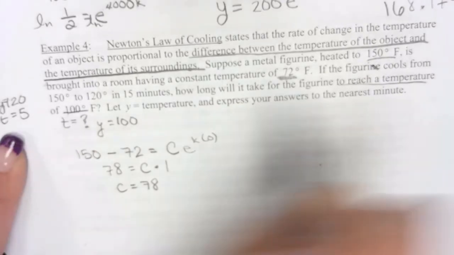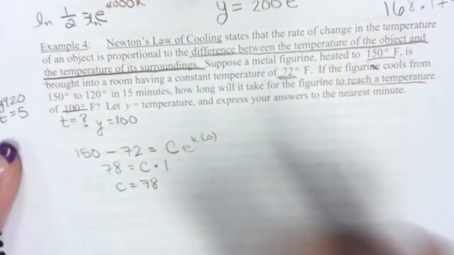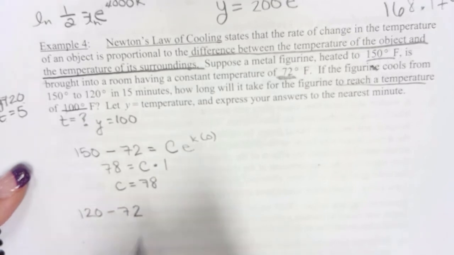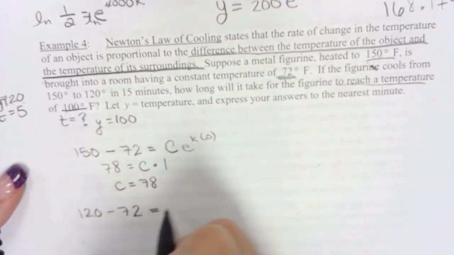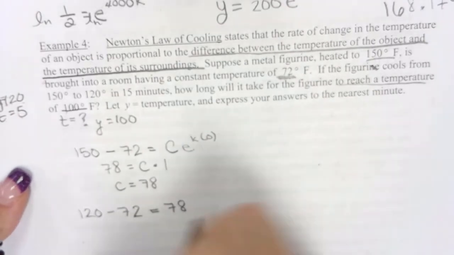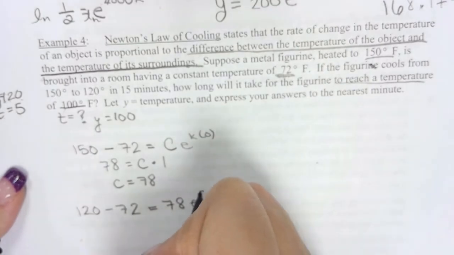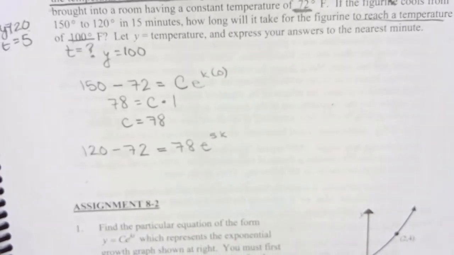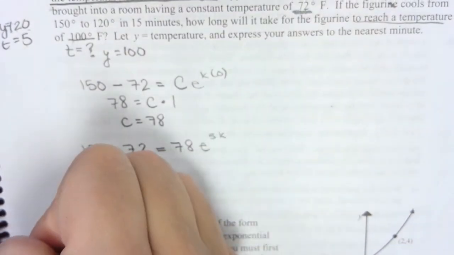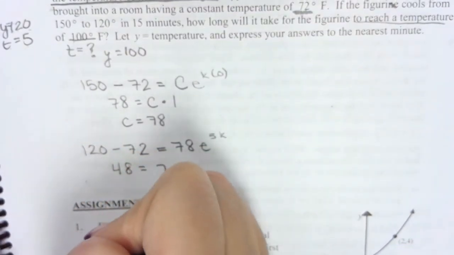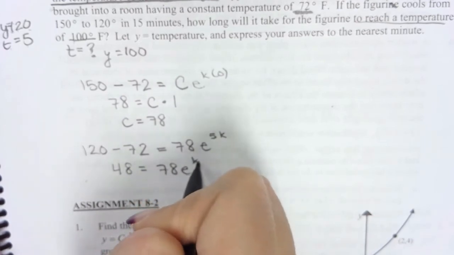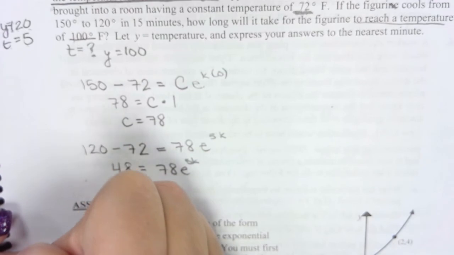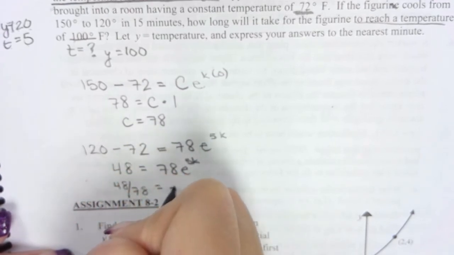Alright, now we're going to use our next thing we know. We know when T is 5, Y is 120. So at 120, going down to our room temp, we start with the change of 78 degrees, and we know that in 5 minutes, that's where it's going to be taking us. So let's solve for K. We get 48 equals 78 e to the 5k. So let's start solving. We get 48 over 78 equals e to the 5k.